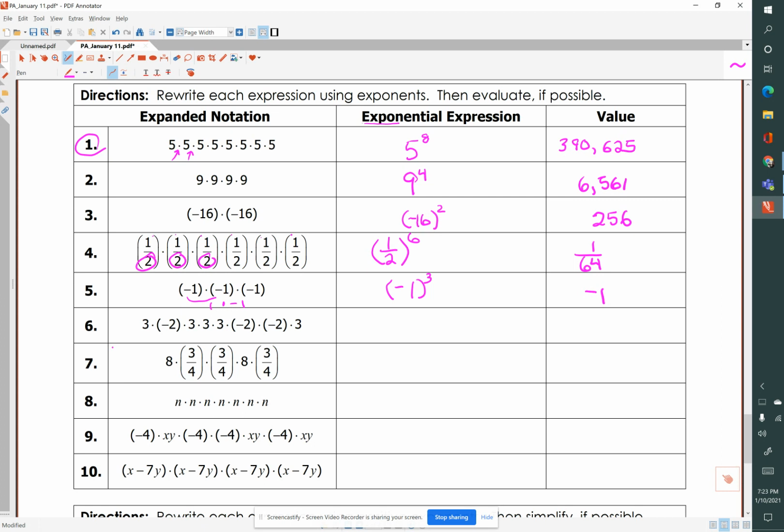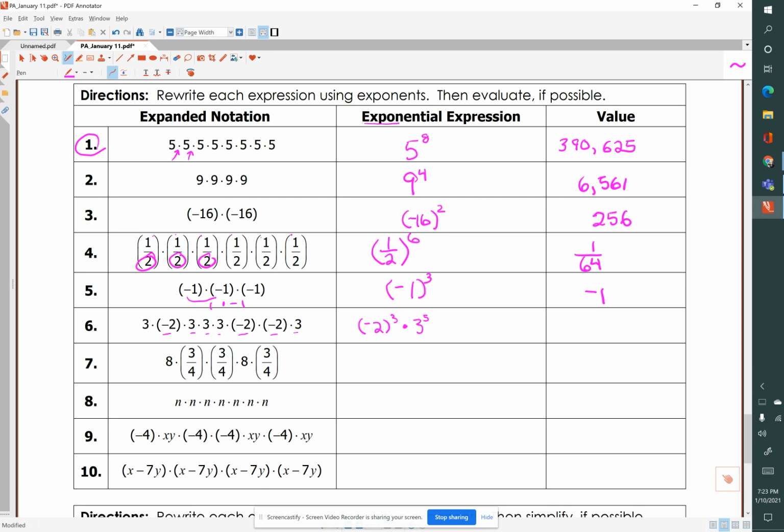In this next problem, number 6, we want to keep the -2's and the 3's separate, and we'll start with the smaller quantity. So we're multiplying -2 times -2 times -2 for -2 to the third power. And that is being multiplied by 3 times 3 times 3 times 3 times 3, or 3 to the fifth power. Now remember, we can reorder these because multiplication, like division, is commutative.